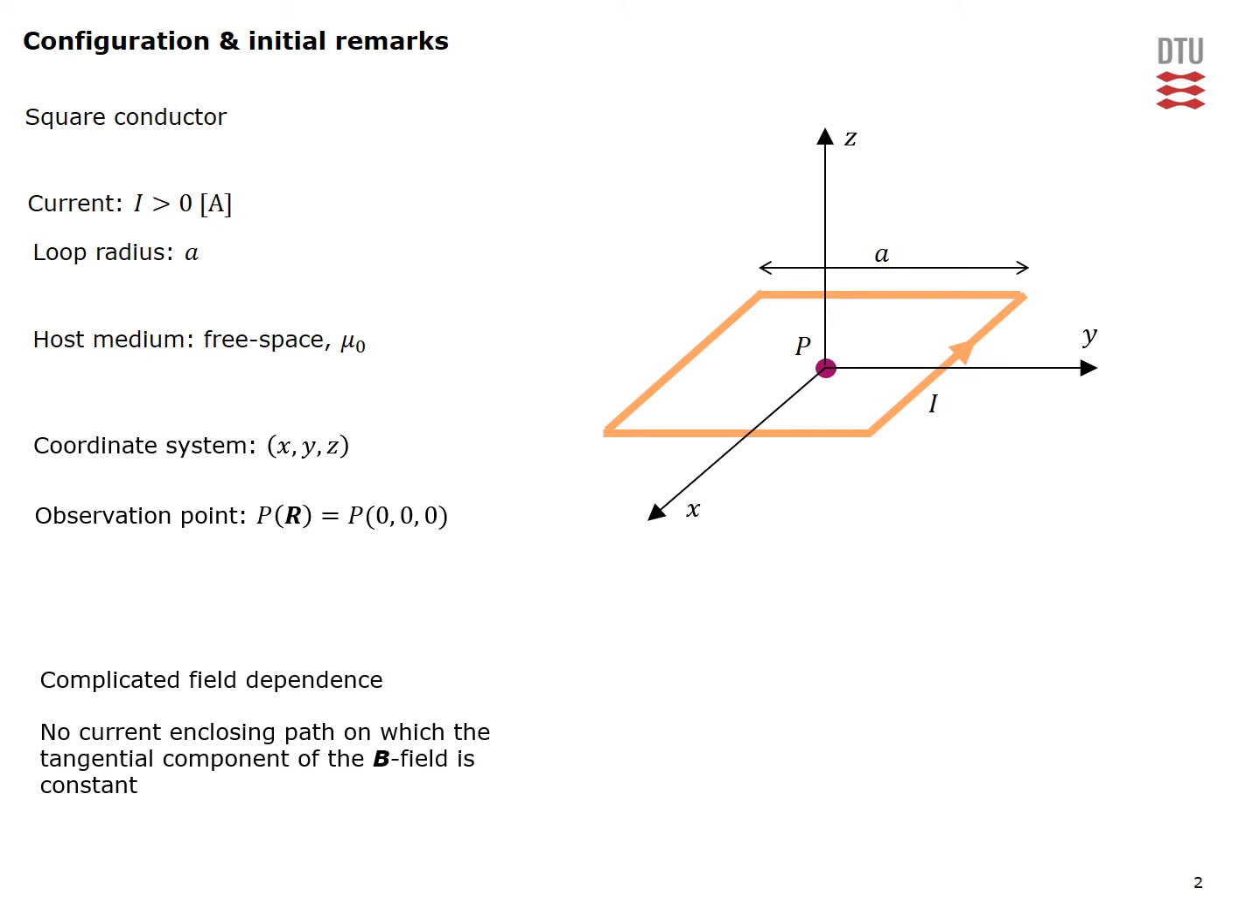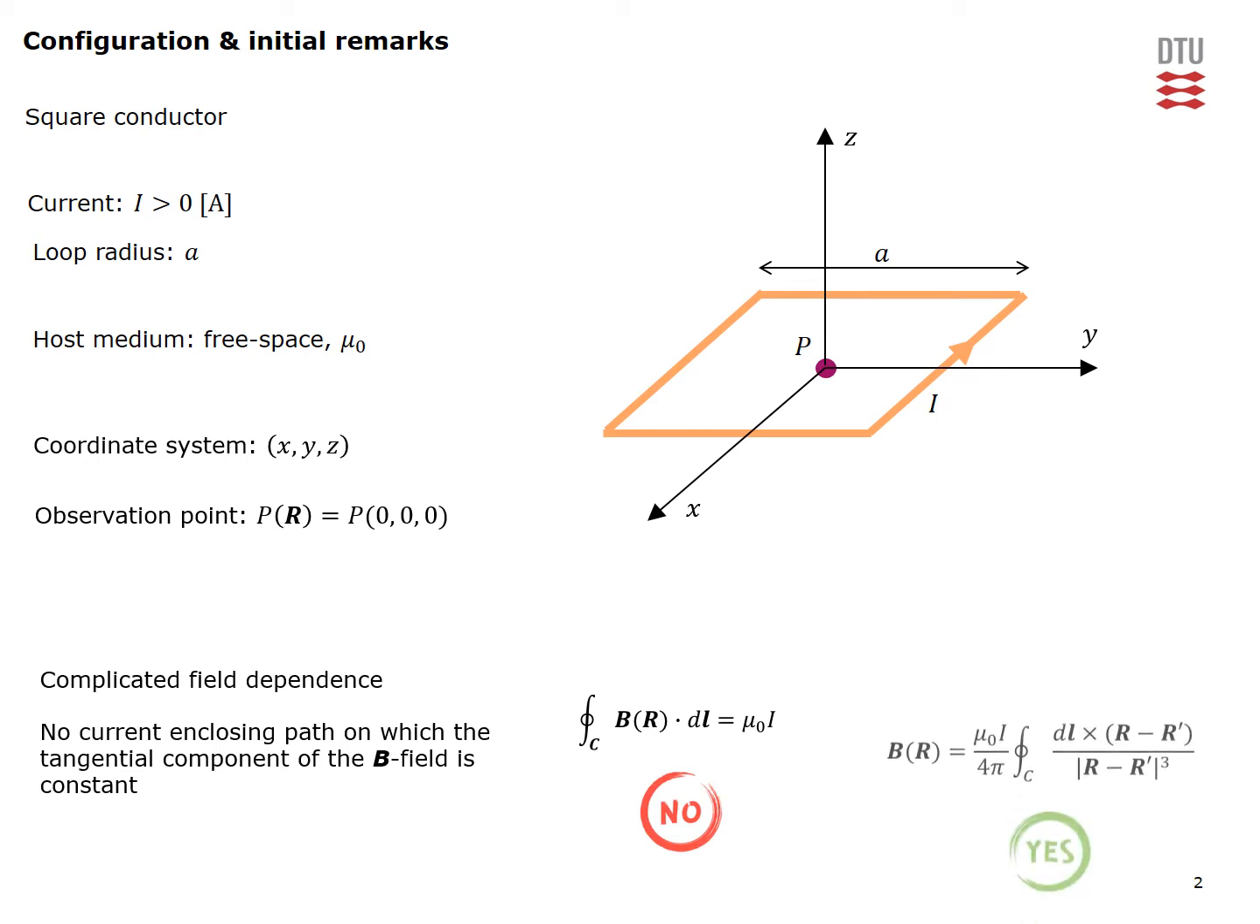Obviously, the loop will result in a rather complicated field dependence, and we cannot identify any current enclosing path on which, for instance, the tangential component of the B field will be constant. That will prevent us from using Ampere's law, which requires symmetry to find the B field in this particular case. We will have to resort to Biot-Savart's law, which is shown in the expression to the right.